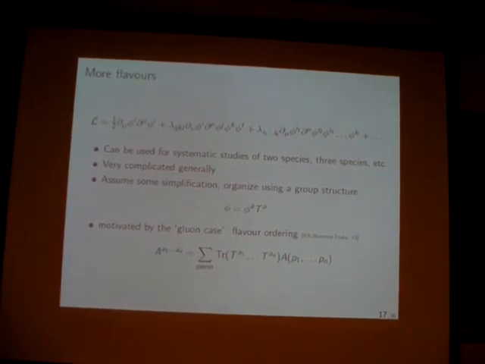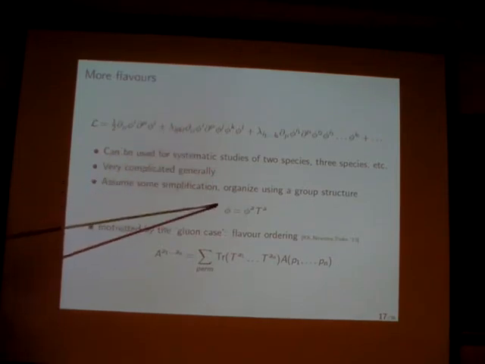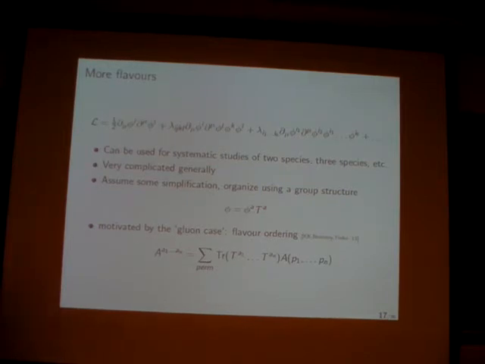We are still at the beginning of classification. So let us assume any simplification, because we are really in a dark room and we don't know much about the problem. Any simplification is allowed at this moment. We know the gluon case, and if it was successful there, we can make some assumption about the flavor ordering. So some group is helping us organize the species, the flavors, and on top of it, it allows us to write any amplitude in this form.